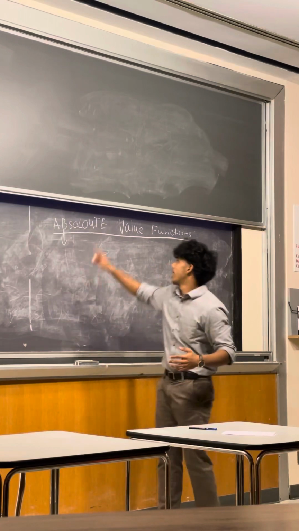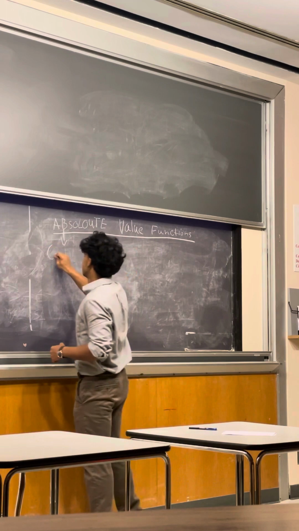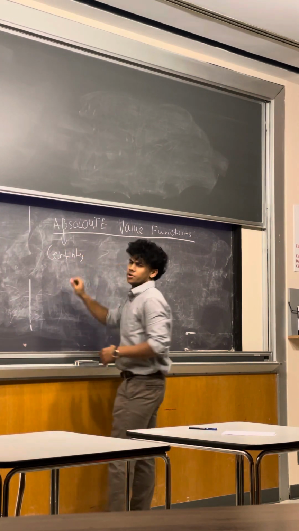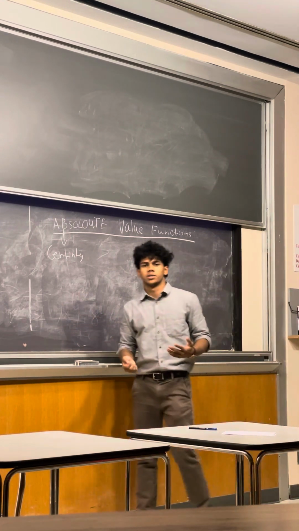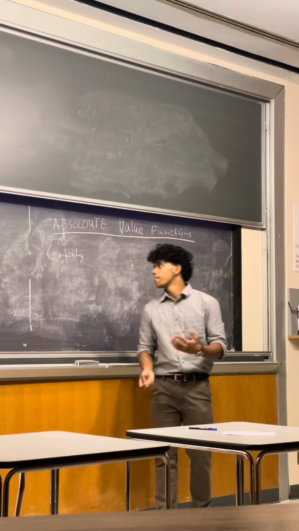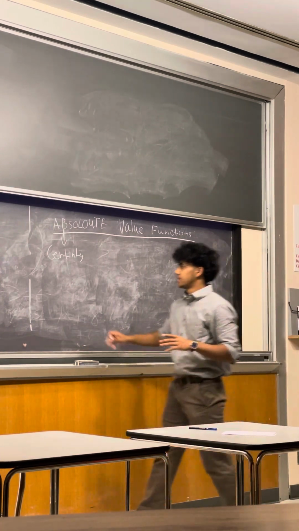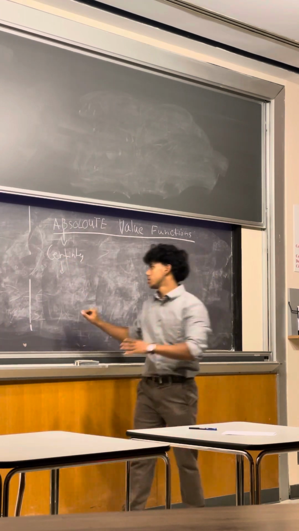Today we'll be talking about absolute value functions. The word absolute means certainty. I don't even know if I spelled that right, but certainty. What we mean by this certainty is that it will always have one answer, and the answer is positive. Whatever is in the bracket will become positive.